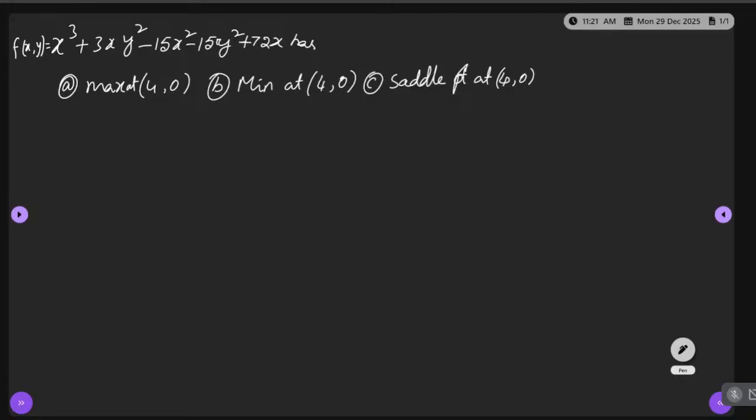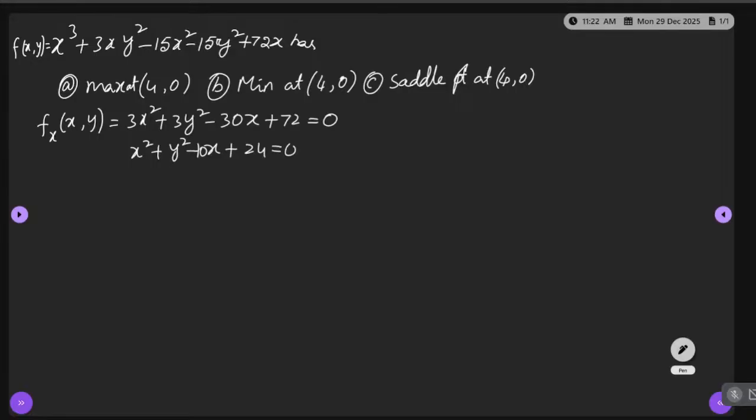What is the answer? f_x of (x, y) is 3x square plus 3y square minus 30x plus 72 equal to 0. So x square plus y square minus 10x plus 24 equal to 0. This is equation 1.